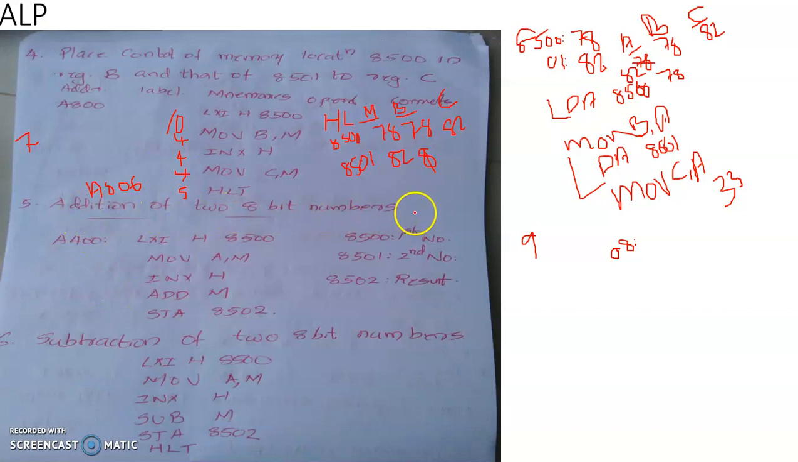Addition of two 8-bit numbers. So you have 2 numbers. You are asked to add these 2 numbers. We assume that the result is also 8-bit, but there is scope for the result to be more than 8-bit, say 16-bit. We will do such a program shortly. For the time being, the result is 8-bit. So we assume that we have the first number in the memory location 8500 and the second number in the memory location with address 8501.